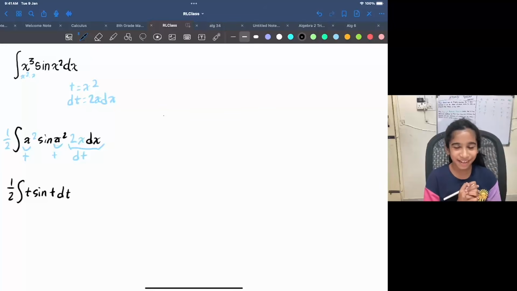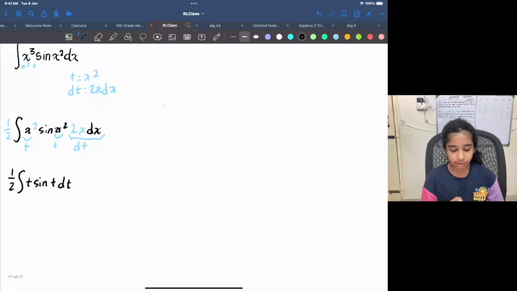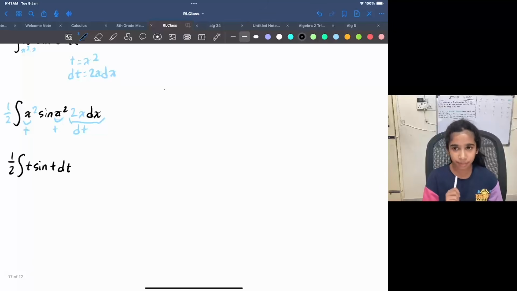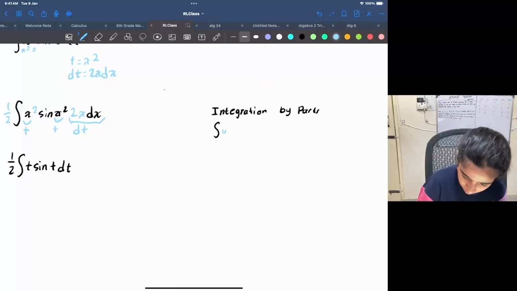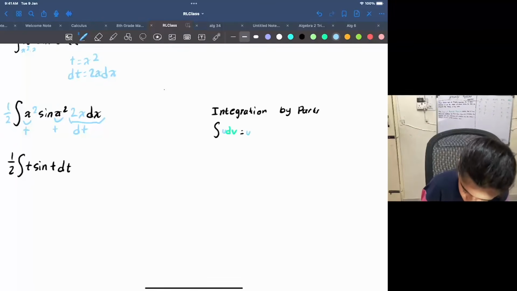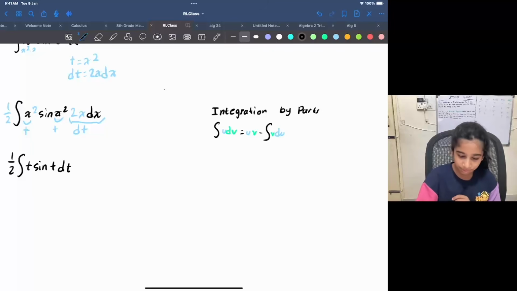Looks much better, right? Now it's time for the integration by parts. If you don't know the integration by parts formula, let me write it down for you. Yes, now this is the integration by parts formula. So let me just adjust it actually.